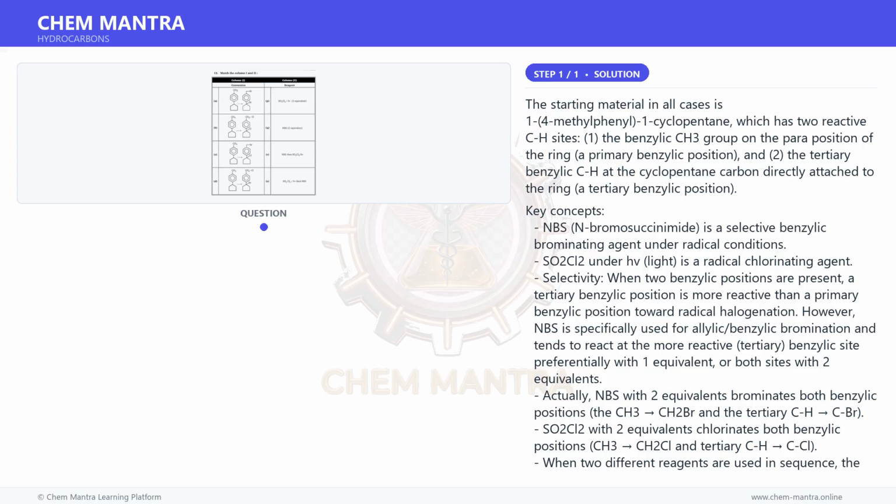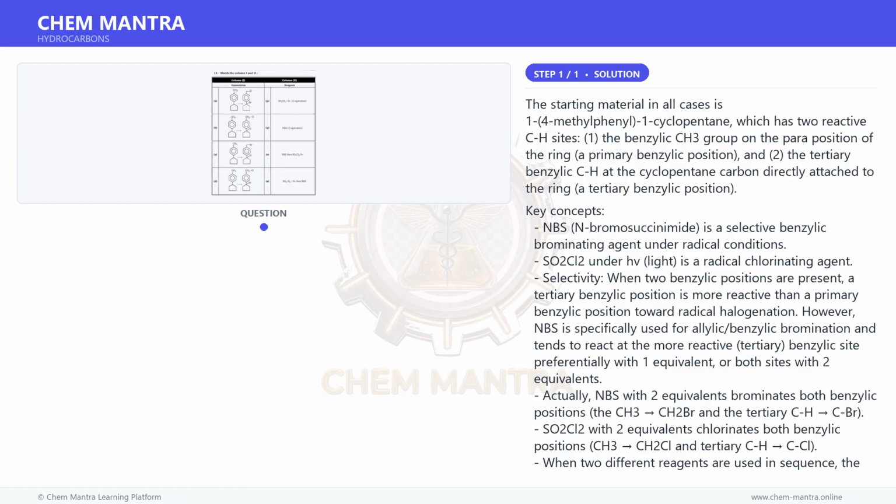The starting material in all cases is 1,4-methylphenyl, 1-cyclopentane, which has two reactive CH sites: 1, the benzylic CH3 group on the para position of the ring, a primary benzylic position, and 2, the tertiary benzylic CH at the cyclopentane carbon directly attached to the ring, a tertiary benzylic position.